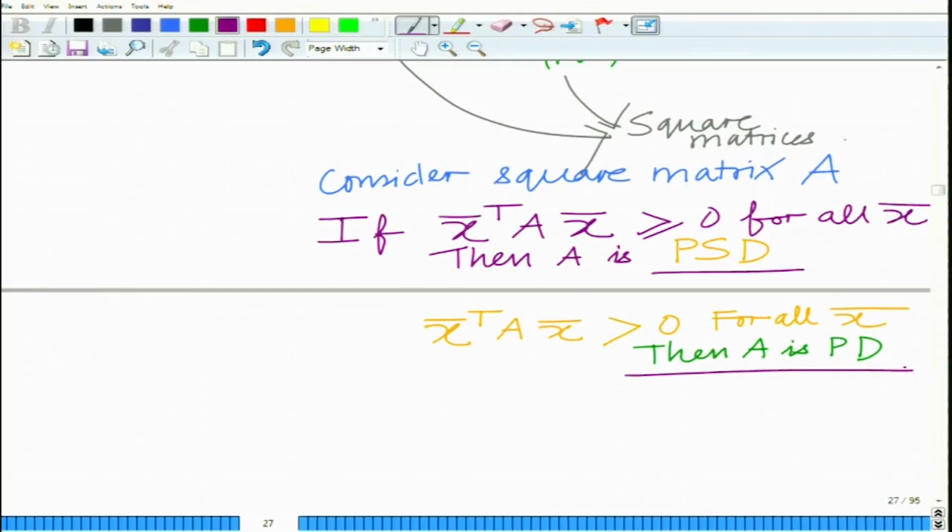So, if x bar transpose A x bar is greater than or equal to 0 for all vectors x bar, then it is positive semi-definite. If it is strictly greater than 0, then it is positive definite. Now, these are for real vectors and real matrices.